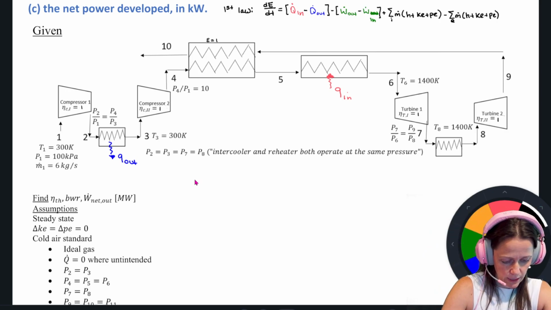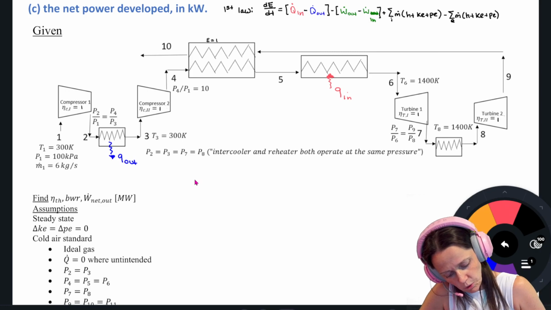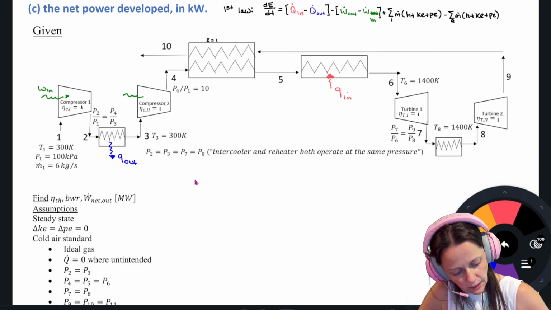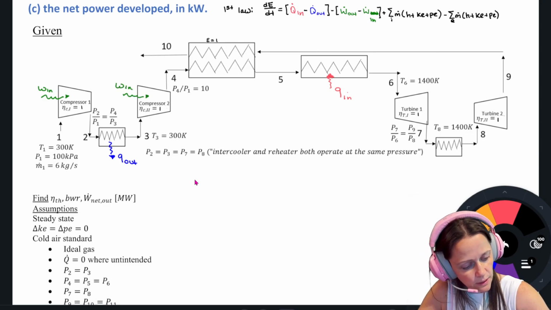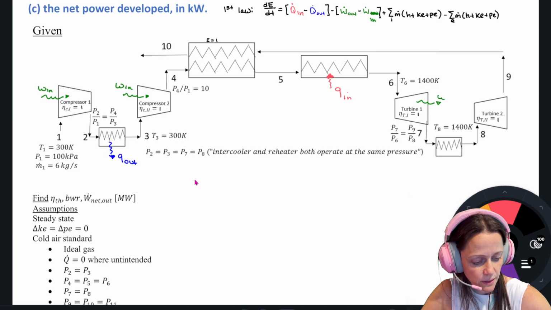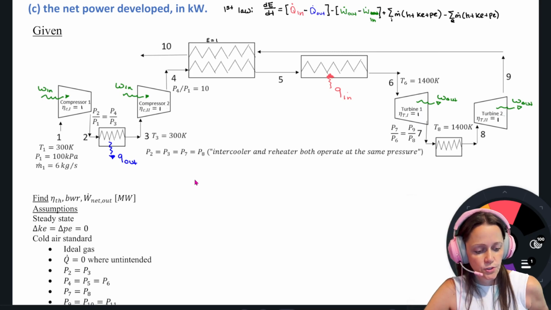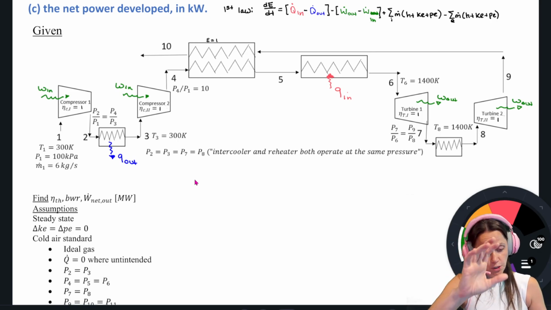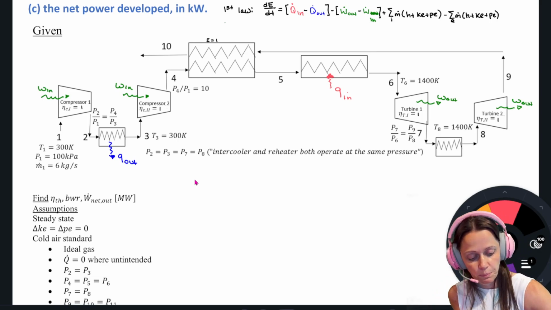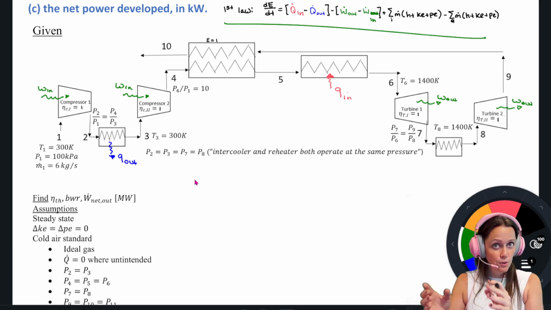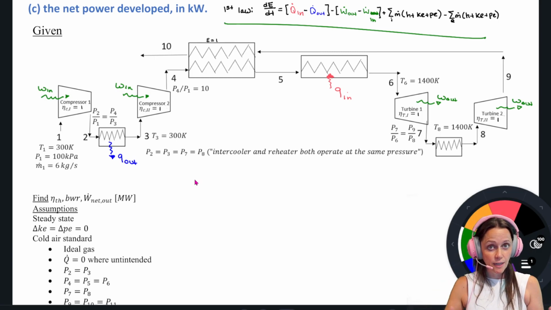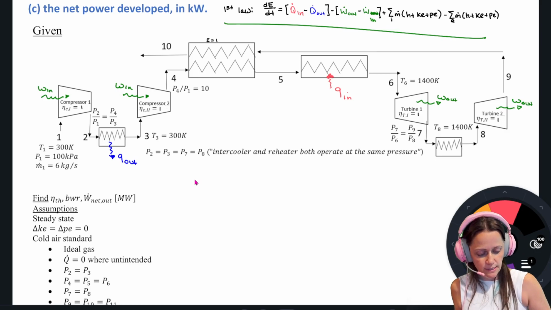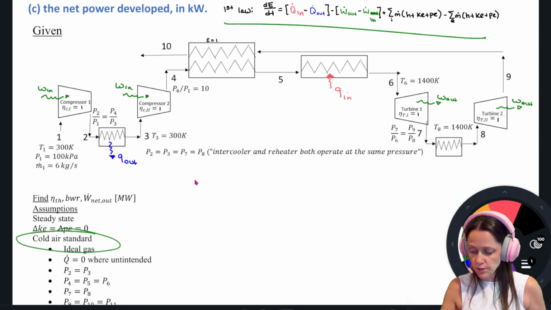Yep. In fact, speaking of the work ins and work outs, there's a work in here. There's a work in here. There is a work out right here. And there's a work out right here. So those work outs, work ins, Q ins, Q outs, we got one more Q in, actually two more Qs to deal with, but all of those, you're going to apply your first law. It's going to be a delta H, which we will approximate as a CP delta T, since we're going to make cold air standard assumptions.